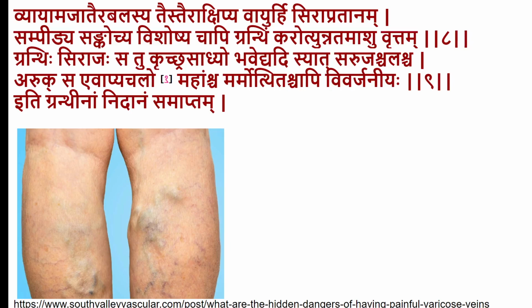Now, whenever due to some abnormal form of exercise, it results in an impairment of the functions of the siras, the vessels, which here in this condition we'll take as veins, which results in sampidya, sankocha, vishoshachapi.